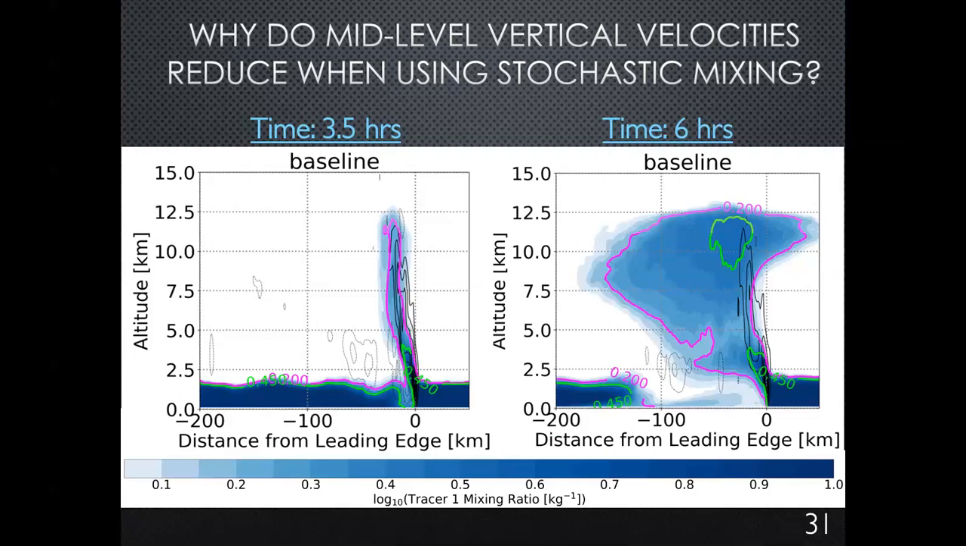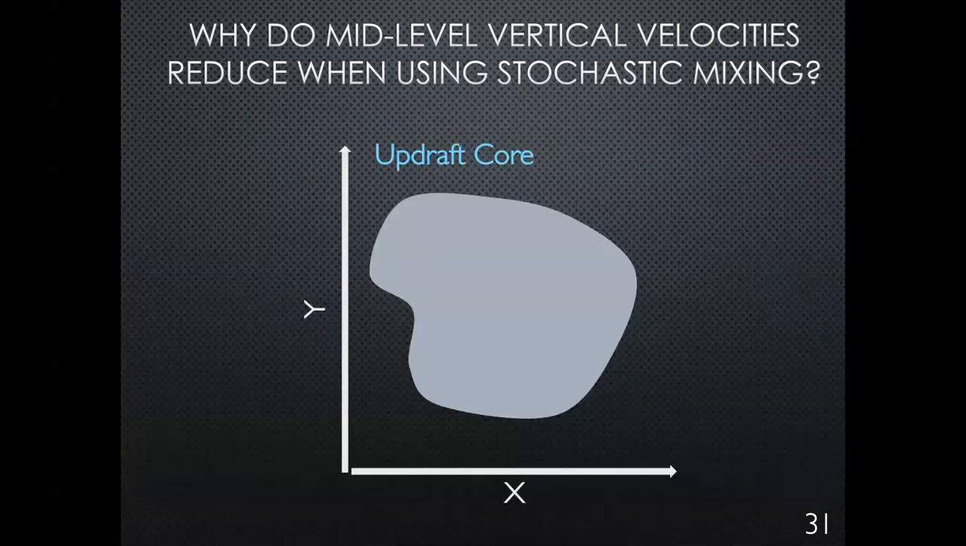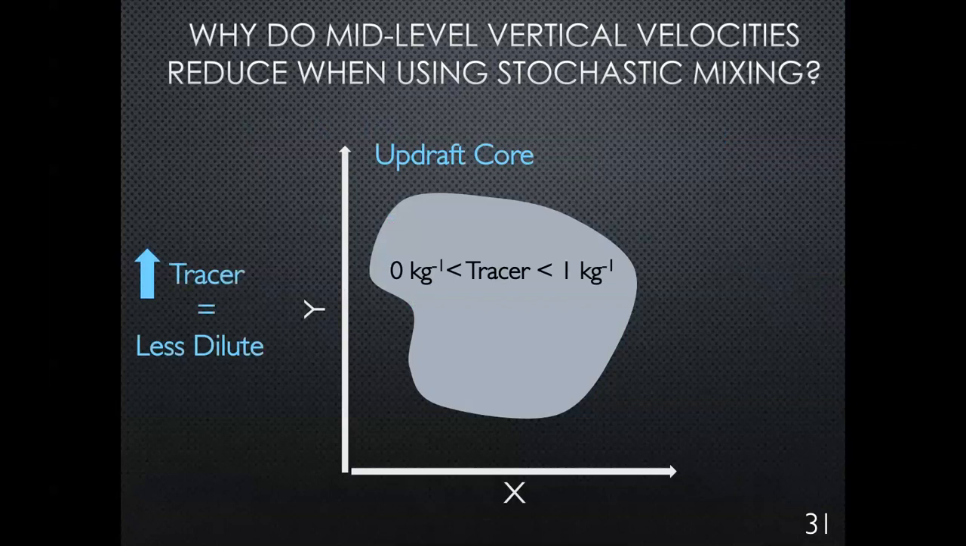So with these tracers, we can essentially analyze updraft core dilution. If we think about a horizontal plane where we have an updraft core here, it's going to have a tracer concentration between 0 and 1. And that tracer concentration is going to depend on the degree of mixing that occurs as it ascends throughout the troposphere. So if there's a higher tracer concentration, that means that the updraft core is less dilute, whereas if there's a lower concentration, it means that the updraft core is more dilute.